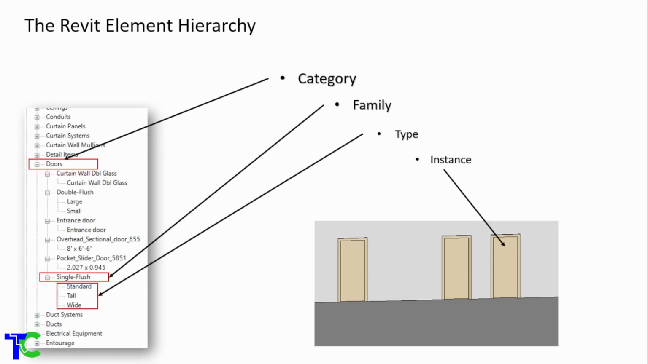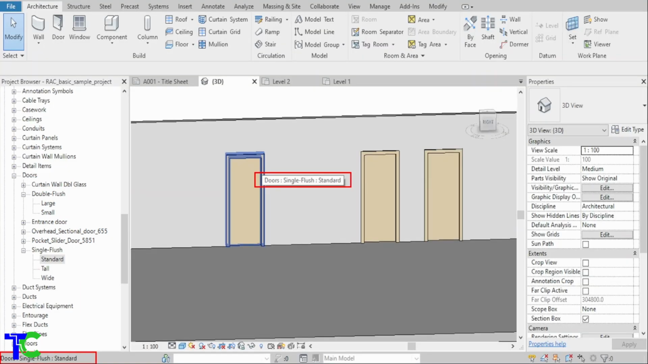We can see in this example that we have 3 doors of the same type. It means that we have 3 instances. The door marked is of the standard type. Furthermore, it's under the single flush family. Finally, the family is under the category doors. From the top of the hierarchy, we have category, family, type, instance.